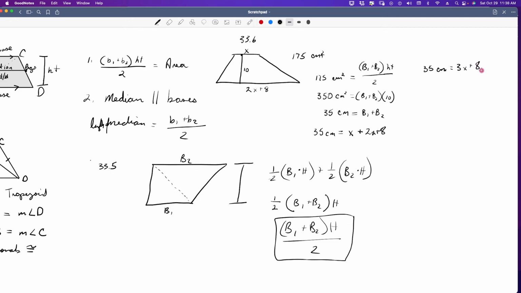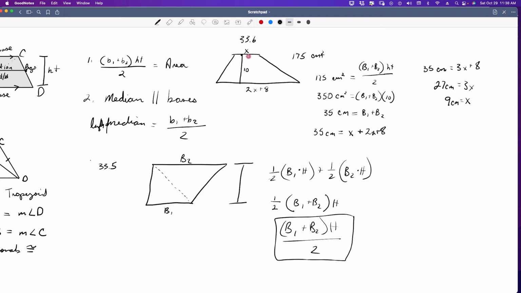And I'm going to assume this is 8 centimeters. I'm going to subtract 8 from both sides. 35 minus 8 is going to be 27, potentially. Yeah, 27 centimeters is equal to 3x. Divide both sides by 3, and x is equal to 9 centimeters.